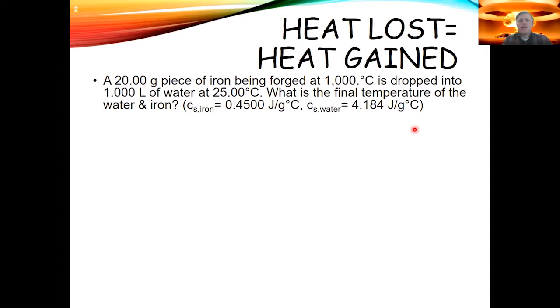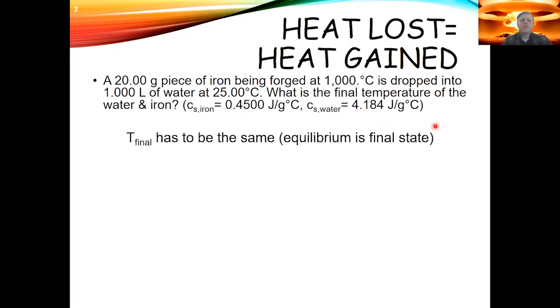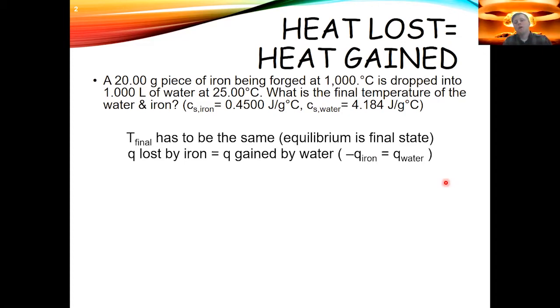So the thing we have to recognize, though, in this problem and in all of our calorimetry problems is that the final temperature of everything is going to be the same. Everything is going to reach equilibrium in the end. And what that means is that we're going to lose some heat from iron, and it's going to equilibrate with the water. And so all the heat that's lost from the iron is going to be gained by our water. So we came up with this expression that the negative Q of our iron is going to be equal to the positive Q of our water, right? Iron is losing heat, water is gaining it.